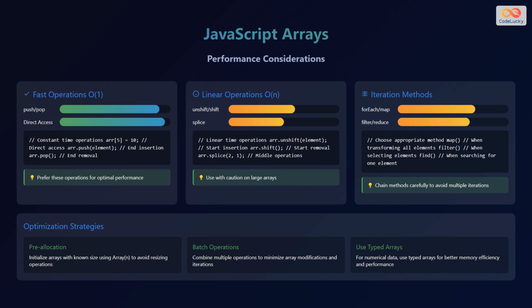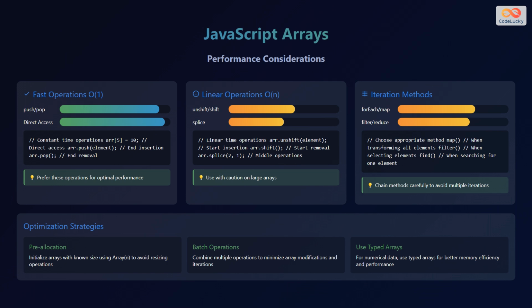Let's discuss performance considerations when working with JavaScript arrays. Some array operations are faster than others, and understanding these differences can help improve your code. Constant time operations, denoted as big O of 1, such as direct access using an index or adding or removing elements at the end of the array using push and pop, are the fastest and most performant operations. Operations that take linear time, denoted as big O of n, such as adding or removing elements at the beginning using unshift and shift, or adding or removing elements from the middle using splice, are slower.